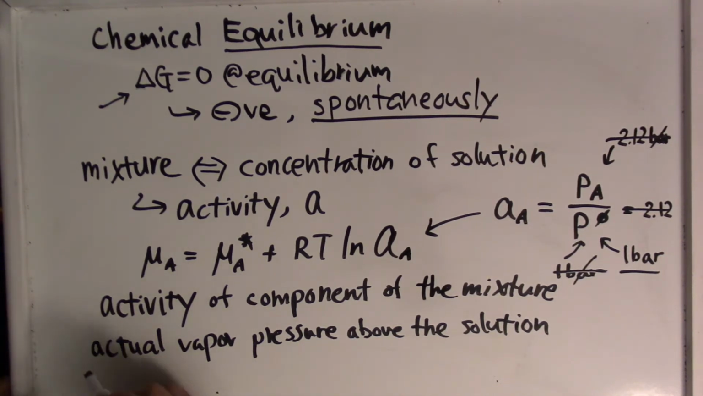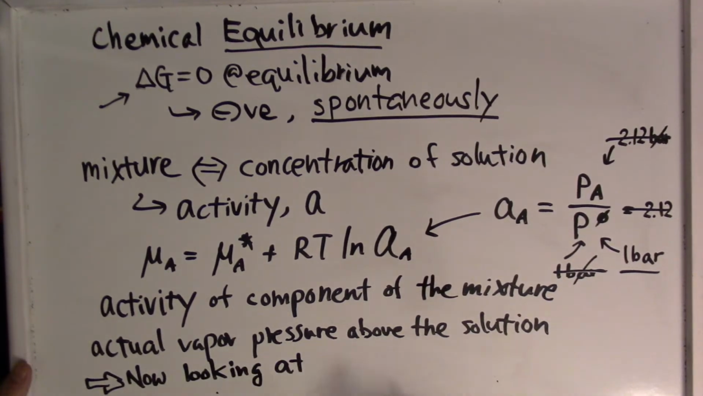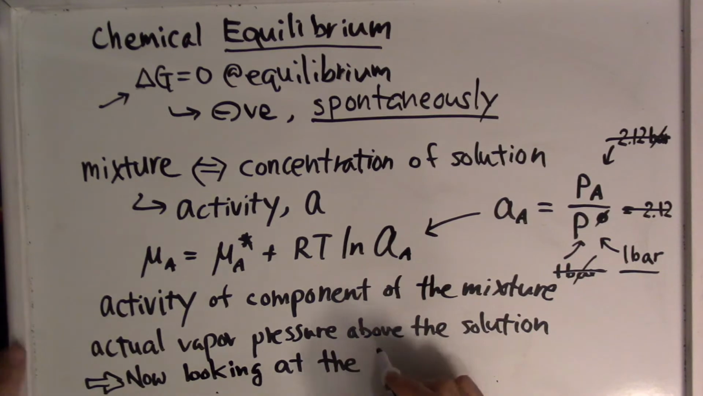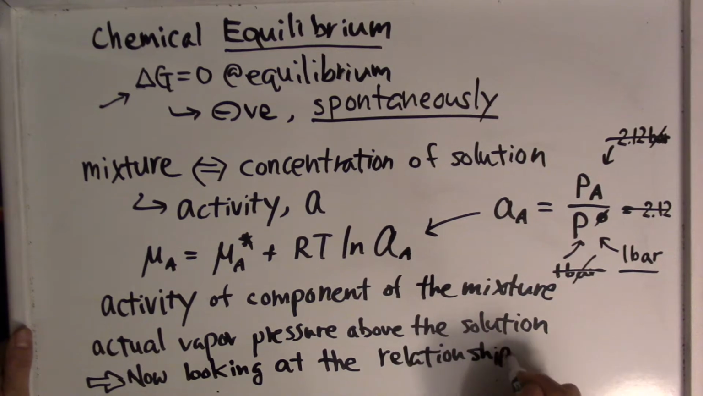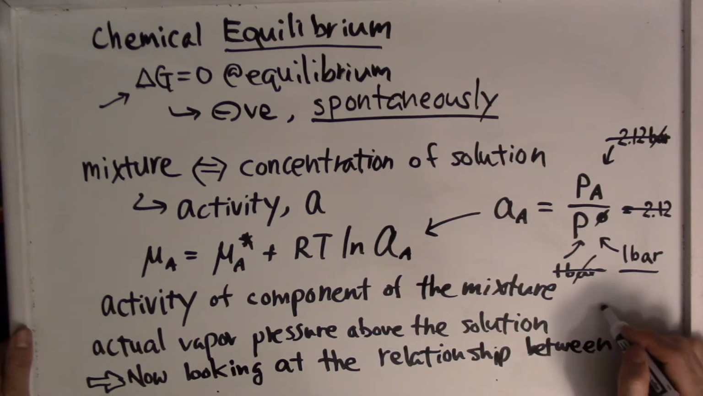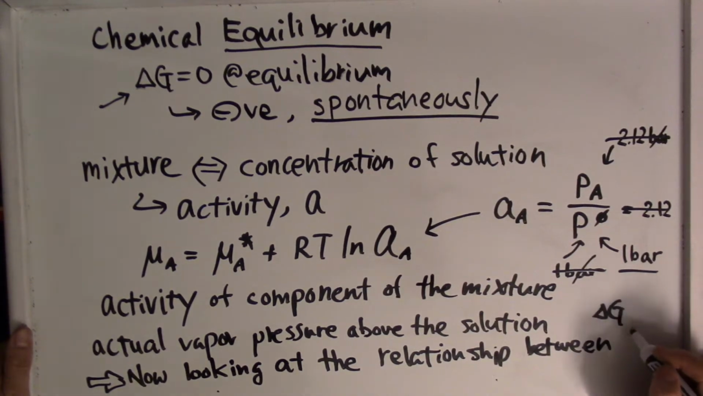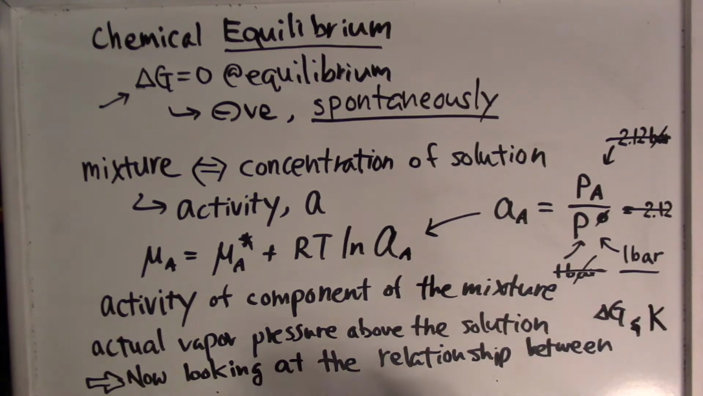So now let's look at the relationship between the delta G and the equilibrium constant. After this we're going to look at the relationship between delta G and equilibrium constant. All right. So let me actually erase this.